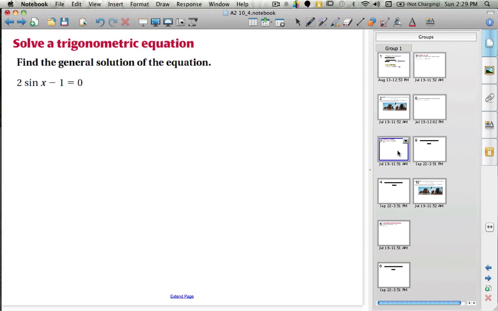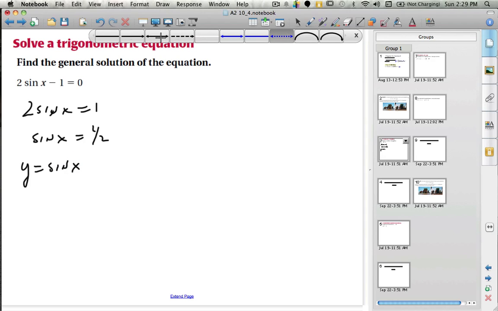But let's practice something simpler first. At this point, find the general solution of the equation. I want to solve for the sine of x. If I add 1 to either side of the equation and then divide by 2, I find the sine of x is equal to 1/2. If I graph y equals the sine of x, I can start into this process.